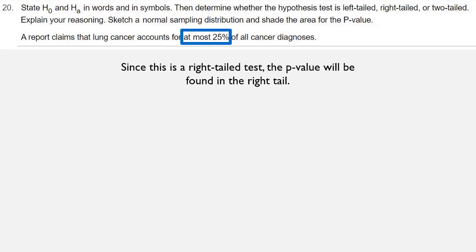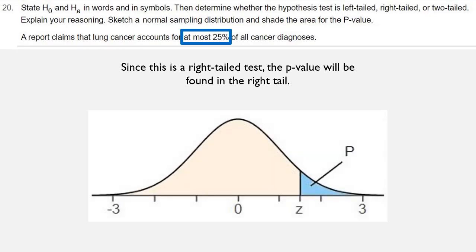So since this is a right-tailed test, the p-value will be found in the right tail. So we would sketch a normal distribution and then shade an area in the right-hand tail, and that's what our distribution would look like. That's your answer.